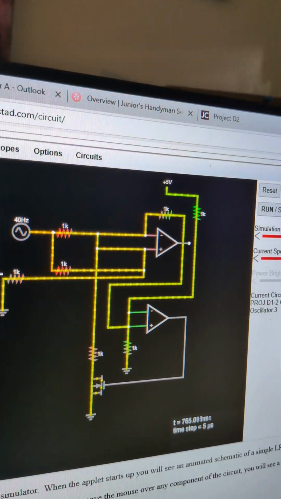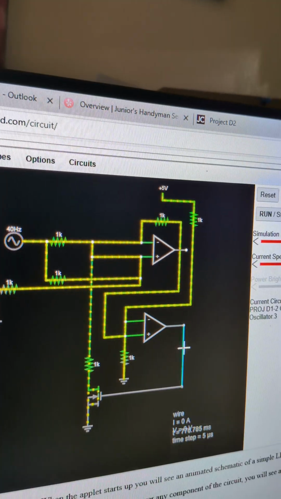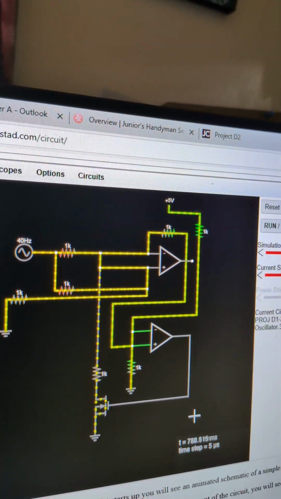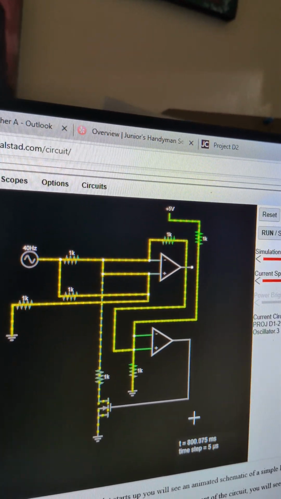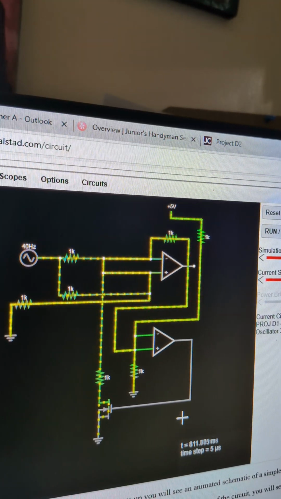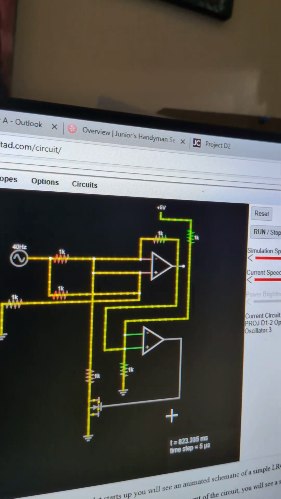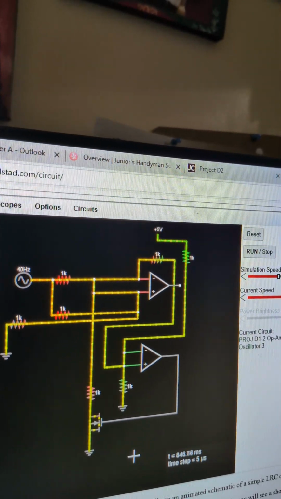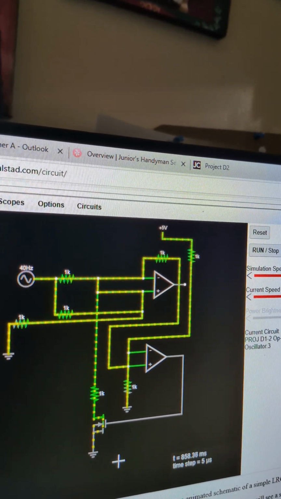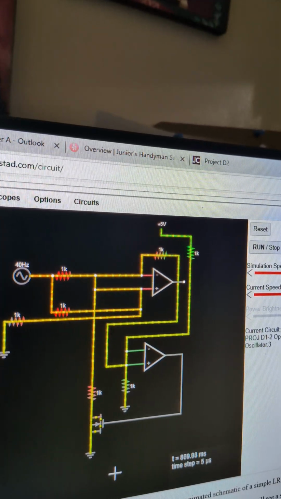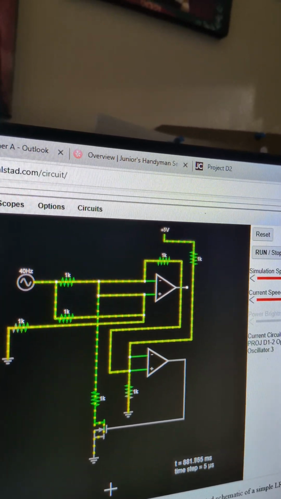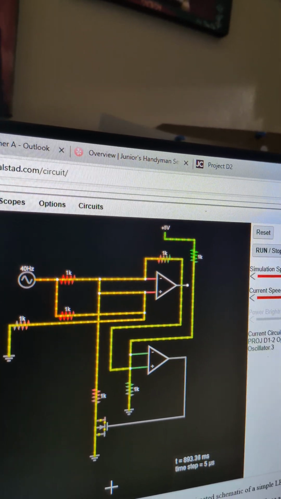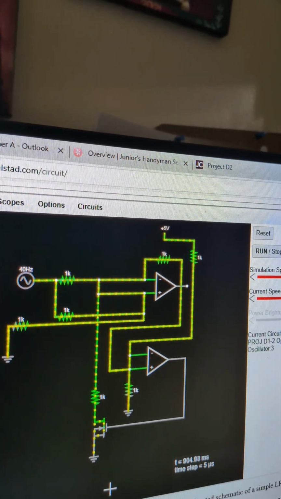The op amps, you got two of them on here this time. The triangles represent operational amplifiers, which provide the necessary amplification and phase shift for sustained oscillations. One op amp likely acts as an amplifier, while the other might work as the feedback network or a buffer stage.